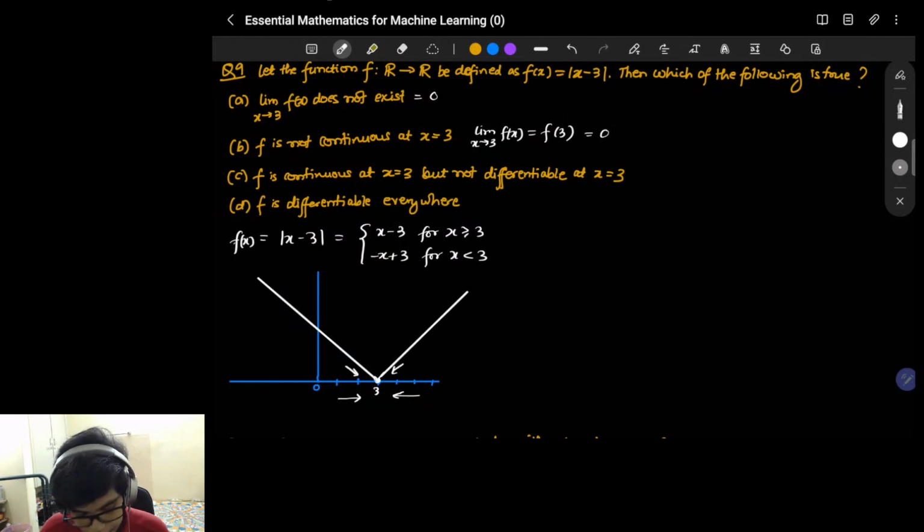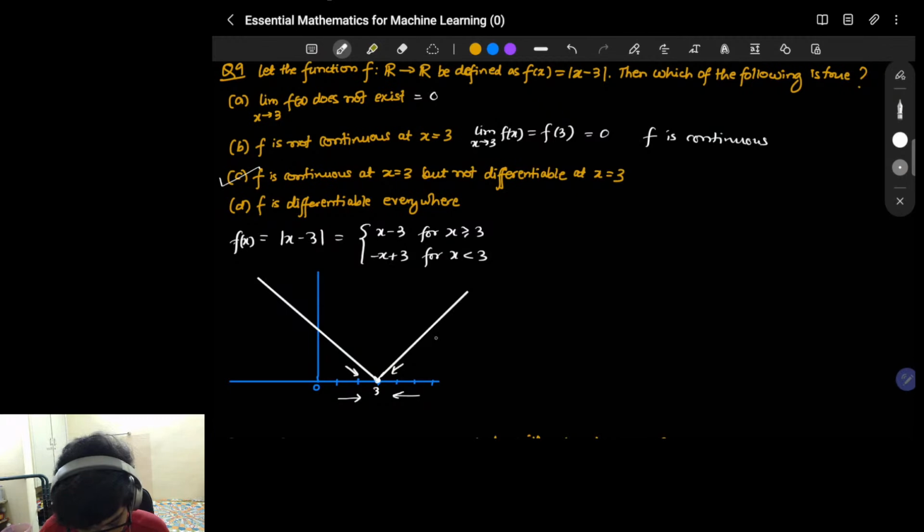The third statement says, sorry, I meant to say that this statement is not true. "f is not continuous" is not true. That means f is continuous. So f is continuous. The third statement says that f is continuous but not differentiable at x equal to 3. This is the only true statement.